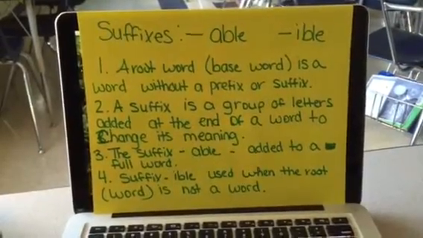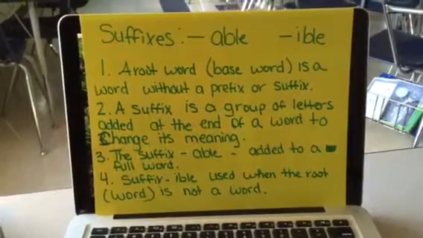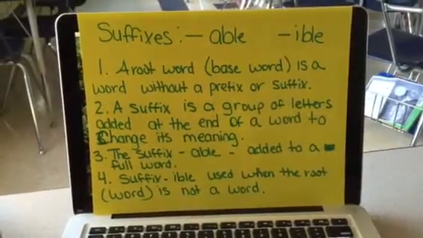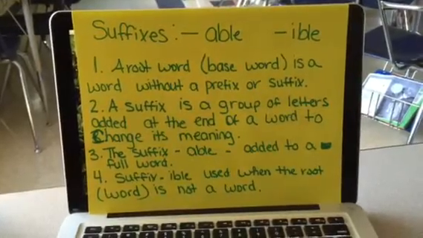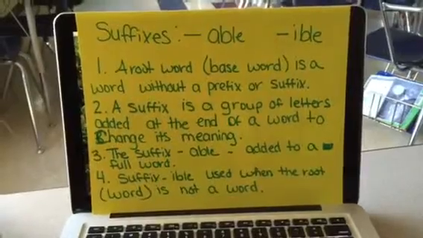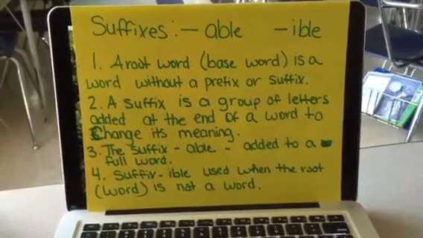Number 1, the dog was lovable. Number 2, was the sign visible? Number 3, will that math problem be possible? And number 4, she was agreeable about the problem.